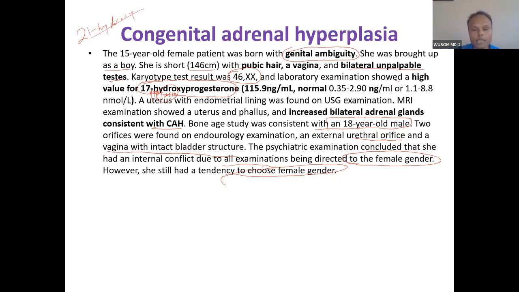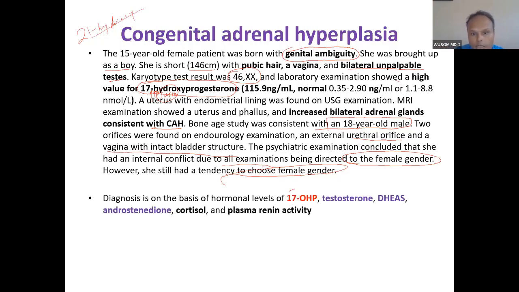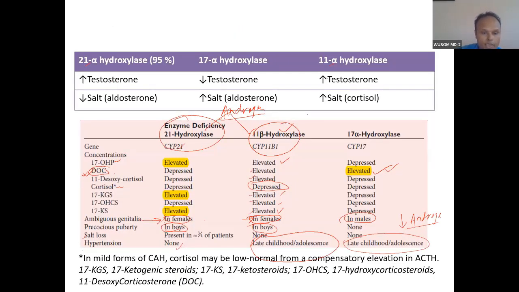Now I will explain this 21 hydroxylase deficiency in a lot more detail. So you can see, the diagnosis is based on this very important test. 17-OHP, hydroxyprogesterone, is a very important test. Along with that, you do other tests: testosterone, DHEA, aldosterone, cortisol. These are the panel of tests. I have taken this snapshot from a very important textbook. The textbook is Laboratory Medical Biochemistry.